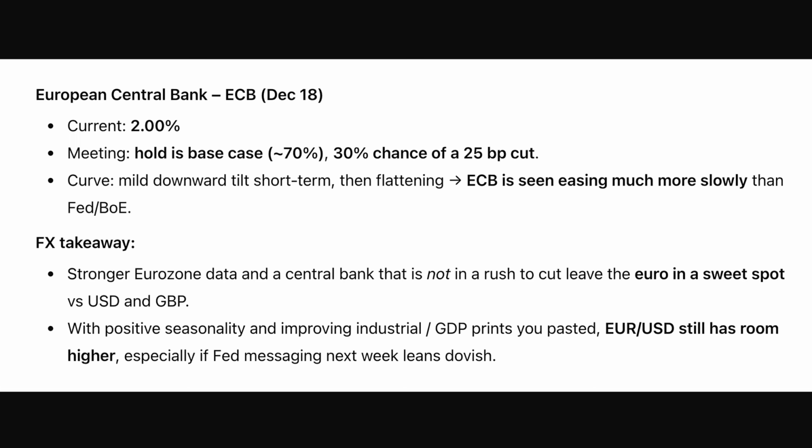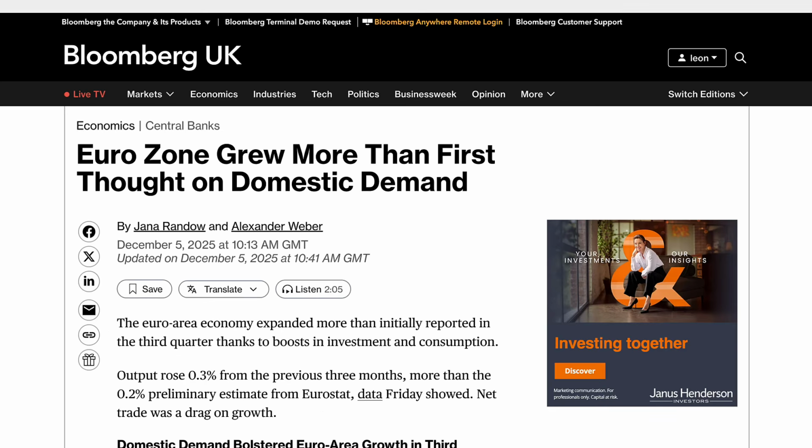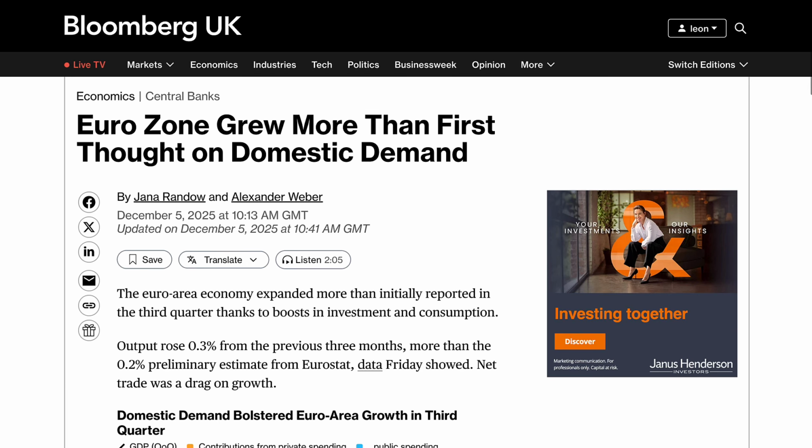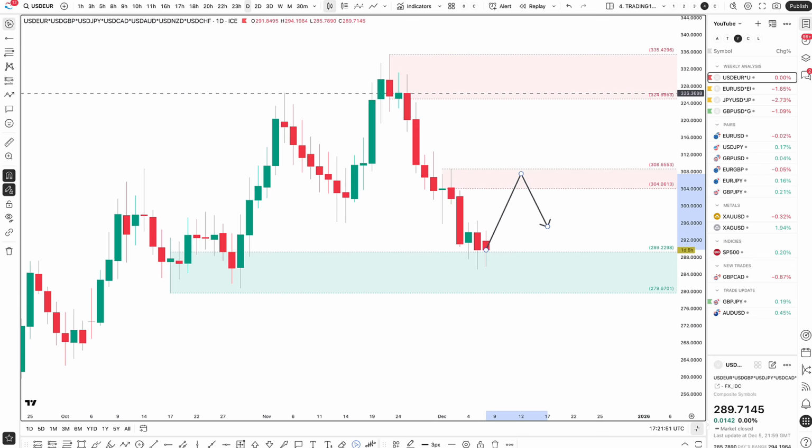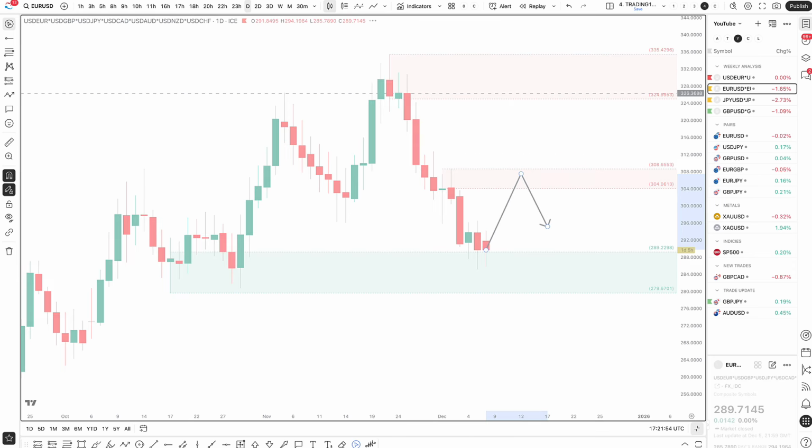And with positive seasonality and improving industrial GDP prints, EUR/USD still has room higher, especially if the Fed messaging next week leans dovish. So ultimately, looking at the eurozone, it says here the eurozone grew more than first thought on domestic demand. The euro area economy expanded more than initially reported in the third quarter, thanks to a boost in investment and consumption. So positive news coming out of the euro, and for me, I think ultimately the euro remains on the buy side.